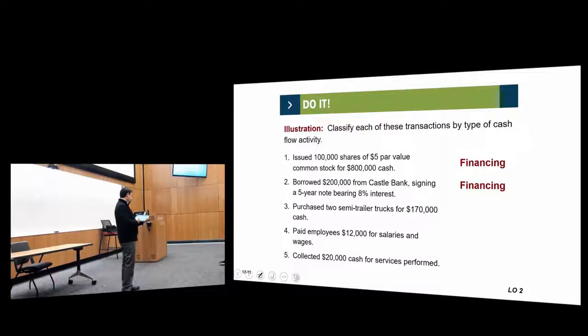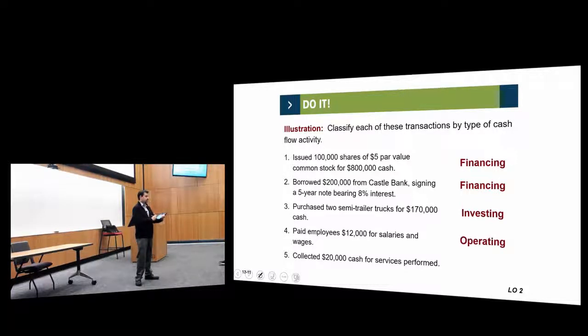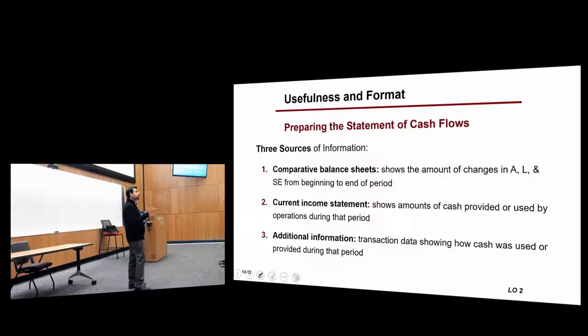Purchased 2 semi-trailer trucks for $170,000 in cash. Investment. The company is investing in 2 trucks. The company paid their employees' salaries. Operating activities. This is salaries and wages expense, right? What about the last one? Collected $20,000 cash for services performed. Operating activities. That's service revenue, right? So you started to get the hang of it.